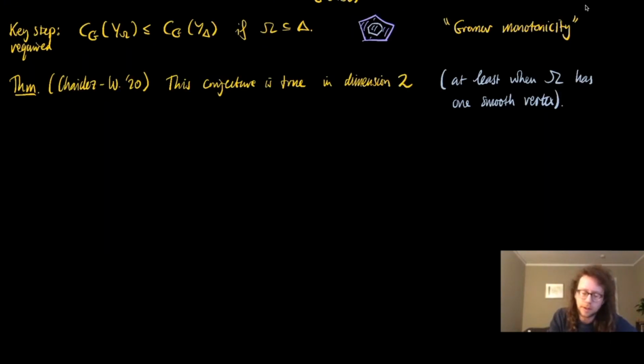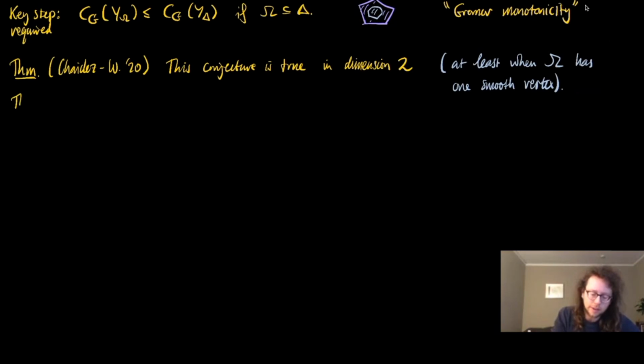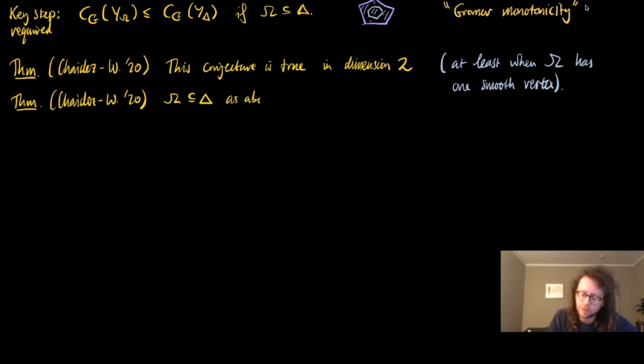Okay, and so like I said, the main corollary that we proved in our paper was Gromov monotonicity. If omega and delta, as above, have at least one smooth vertex, then CG y omega is less than or equal to CG y delta.